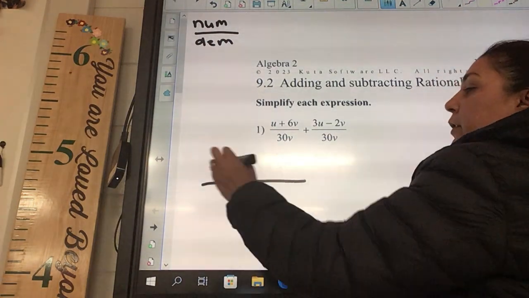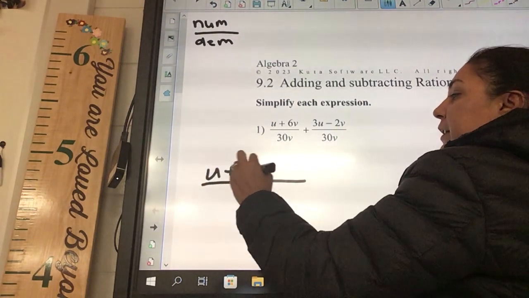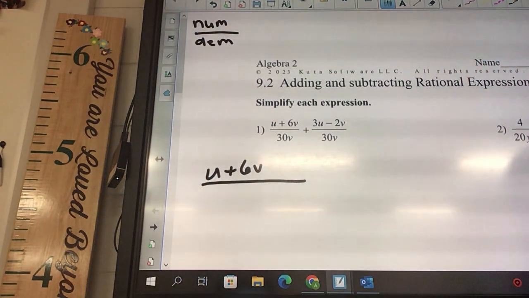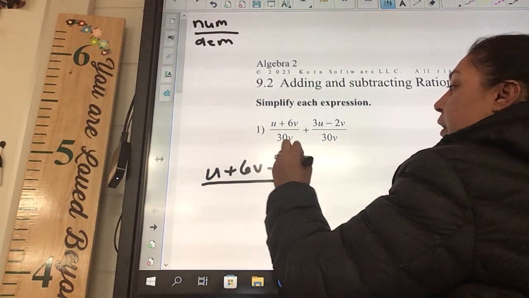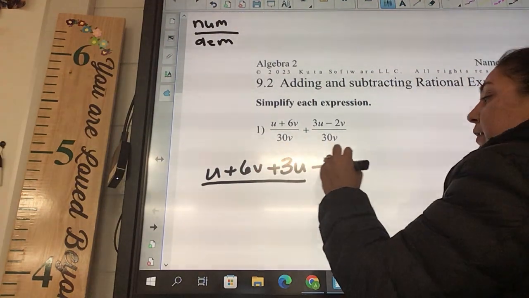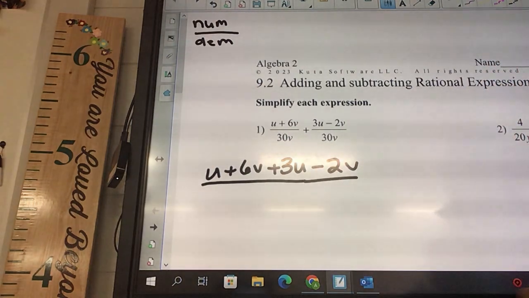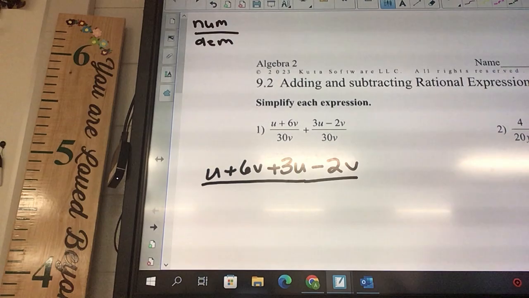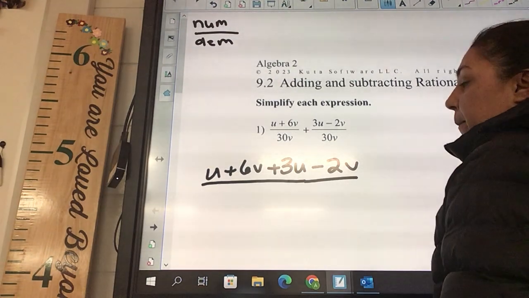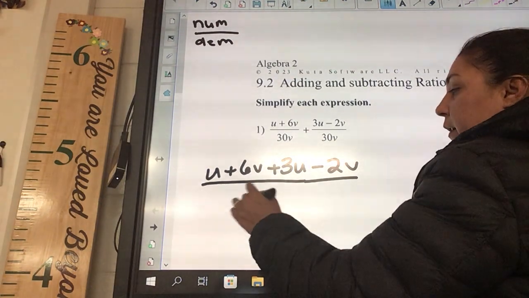So you're going to say u plus 6v, that's the first one. The second one, nothing's changing, so we're going to say plus 3u minus 2v. Because both of our denominators are the same, we can write them all underneath the same denominator, which is what? 30v.